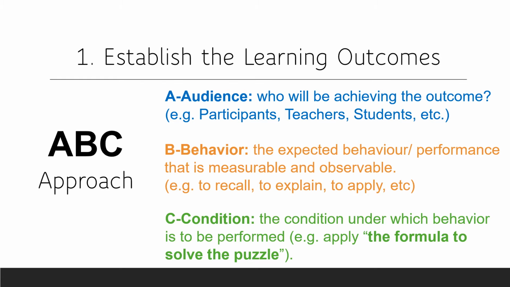The A, the audience, refers to mainly the participants who will be attending the program or the workshop and will be expected to achieve this outcome. The B refers to the expected behavior or the performance that is measurable and observable. Example, like to recall, or to explain, or to apply.